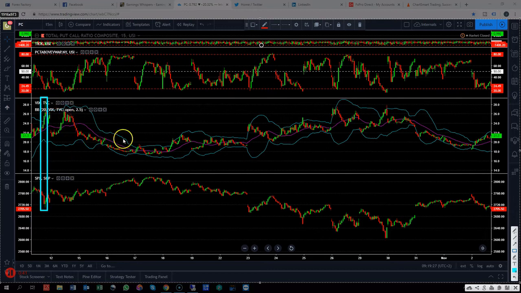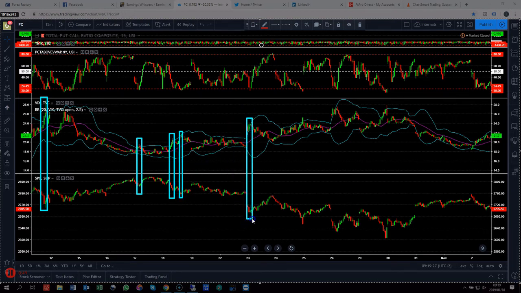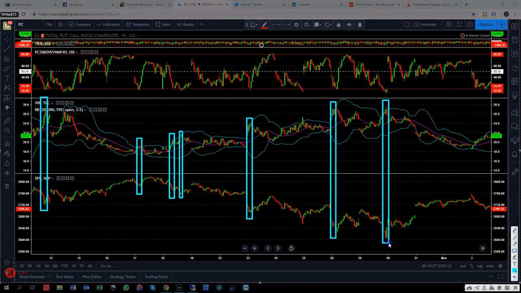That one there wasn't. Here we get another little pop. We get another little pop out here. We hit the top Bollinger Band there. We pop out there. We pop out over here. We pop out over here. Nothing over there really. So we've got 1, 2, 3, 4, 5, 6, 7 instances over about 10 or so days, 2 weeks.